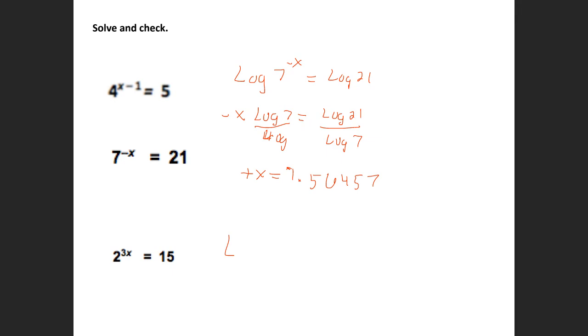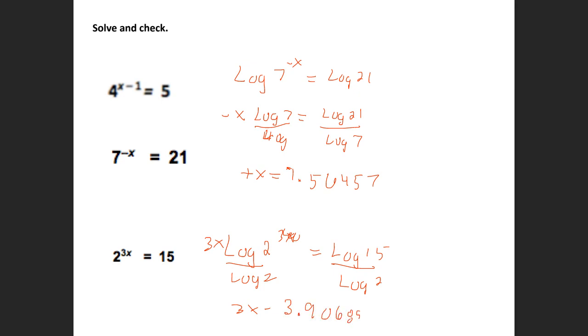The next problem, I would just go log of 2 to the 3x is equal to log of 15. I'd bring the 3x in front. And then I would divide both sides by log of 2. So 3x is equal to, again, trusty calculator now, divided by log of 2. And I end up with 3.90689. It just keeps going.